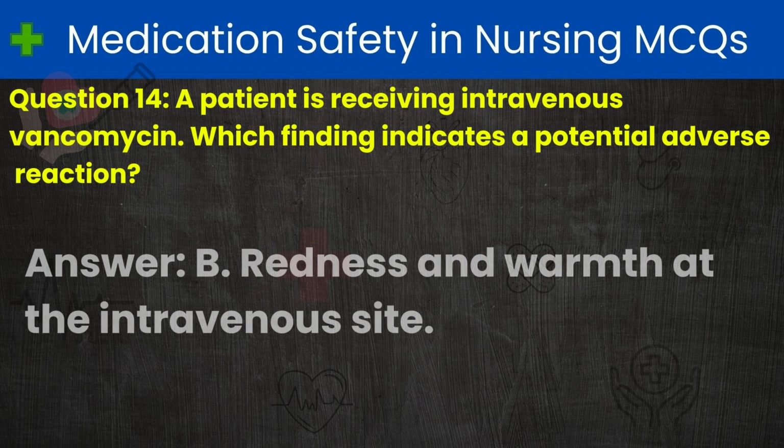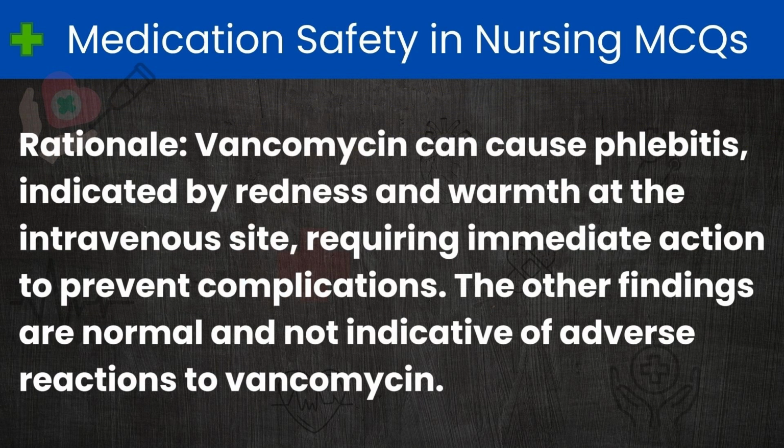Answer: B. Redness and warmth at the intravenous site. Rationale: vancomycin can cause phlebitis, indicated by redness and warmth at the intravenous site, requiring immediate action to prevent complications. The other findings are normal and not indicative of adverse reactions to vancomycin.